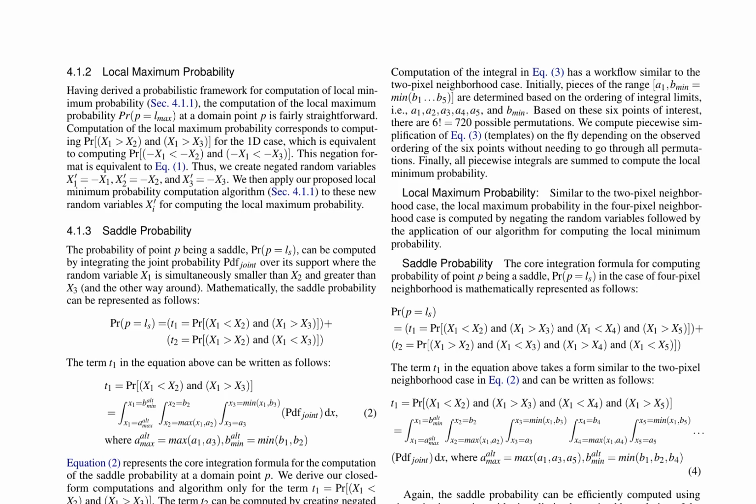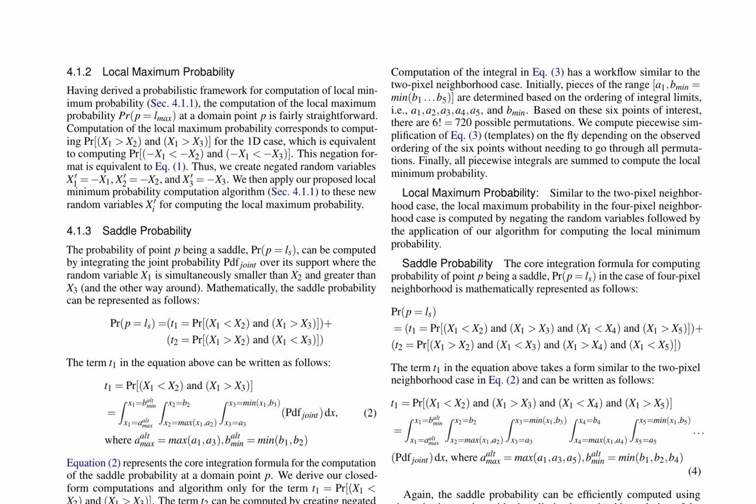In the context of critical point probability computation, the local maximum probability at a domain point P can be calculated by computing the probability of x1 being greater than x2 and x3, equivalent to computing the probability of x1 being less than x2 and x3. This can be achieved by applying the local minimum probability computation algorithm to negated random variables x_1 equals -x1, x_2 equals -x2, and x_3 equals -x3.